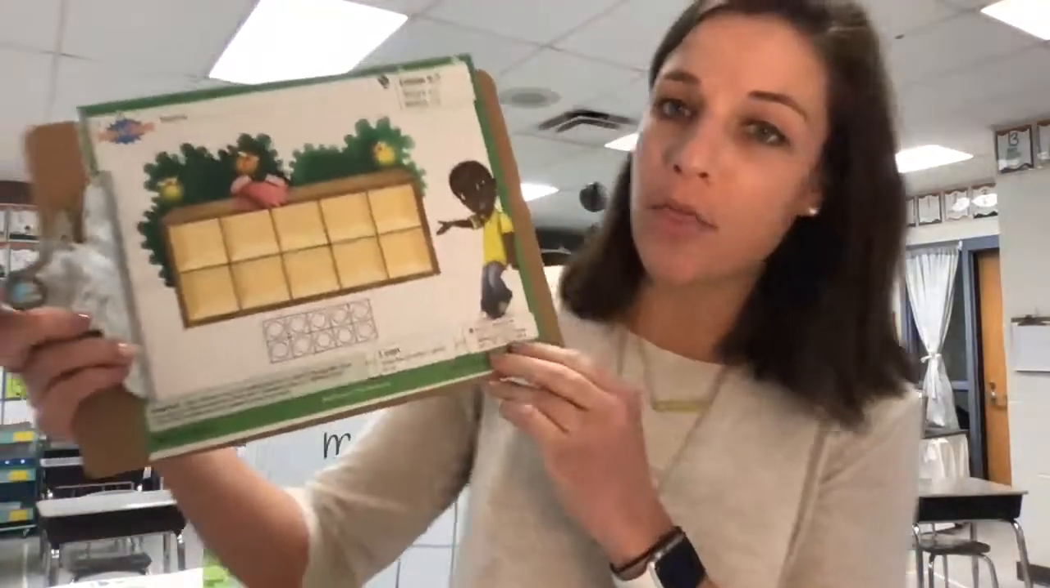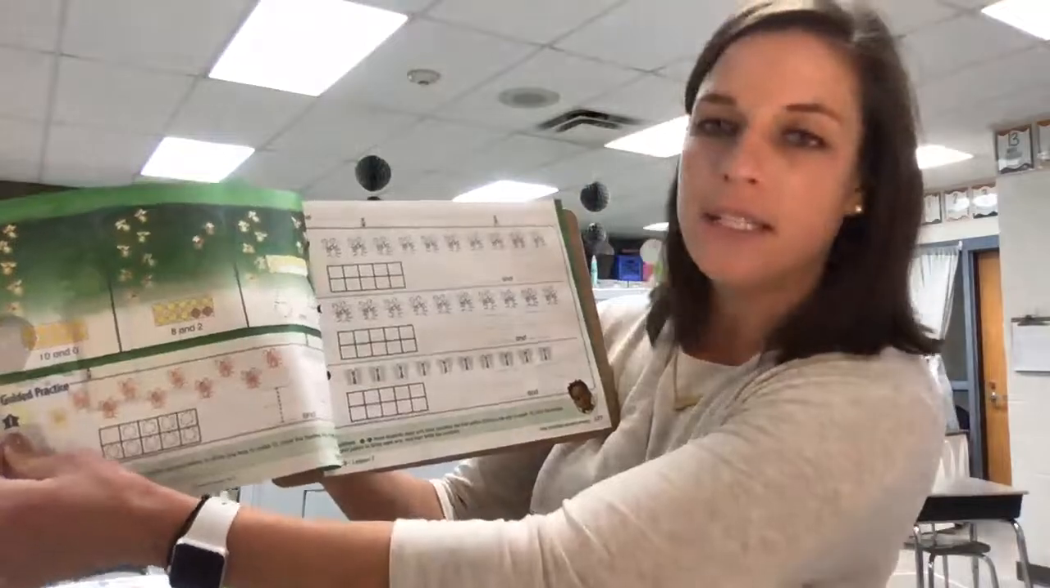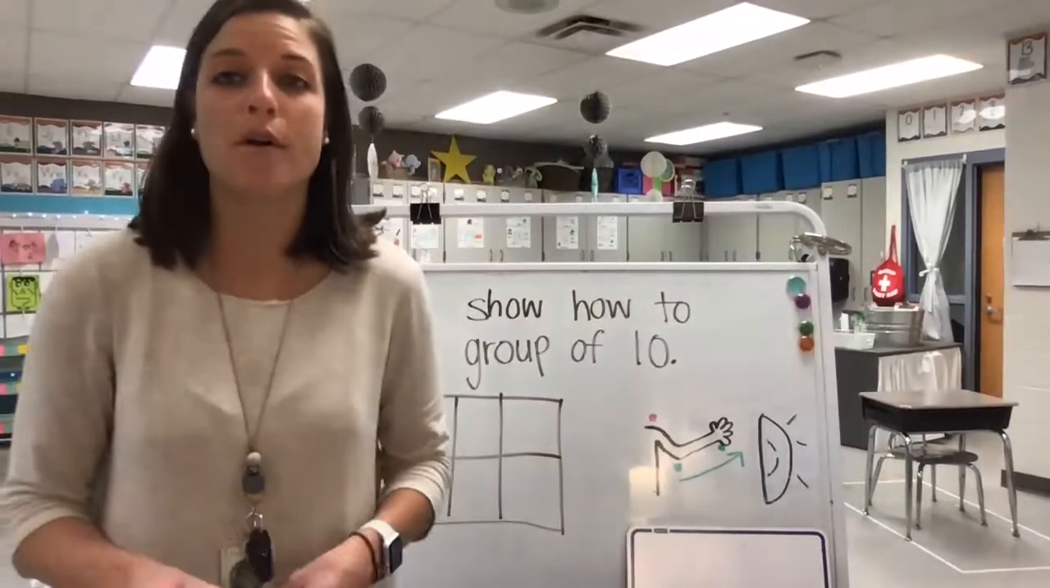Today for math, you will need your Envisions Math Workbook, and you'll need pages 175, 176, 177, and 178. You will also need a pencil and a red crayon and a yellow crayon. So go ahead and pause the video and grab the materials that you need. All right, friends, welcome back.